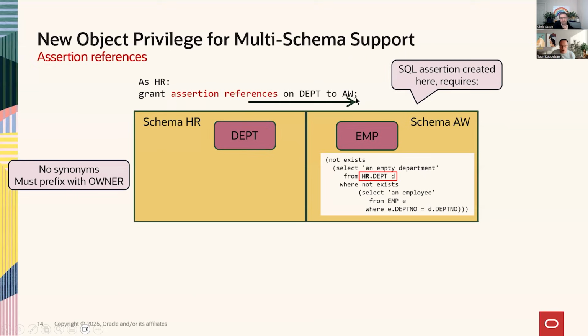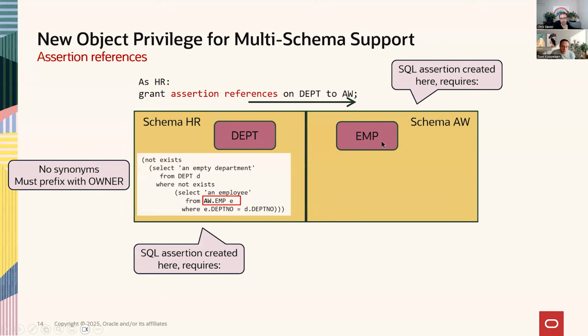So HR has to grant assertion references on dept to the other schema for the other schema to be able to create the assertion in this schema. And vice versa, were you to create it in this schema, then emp needs to be granted assertion references to the HR schema. Otherwise, we are not allowed to use it.